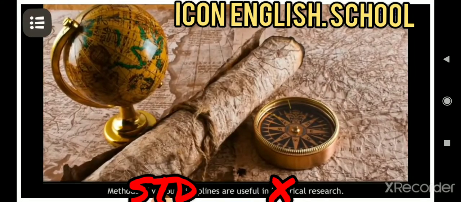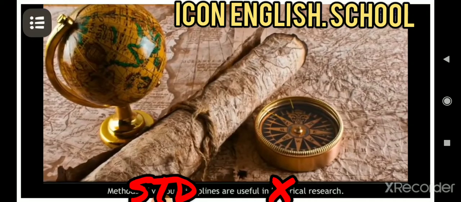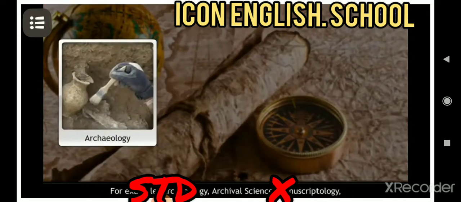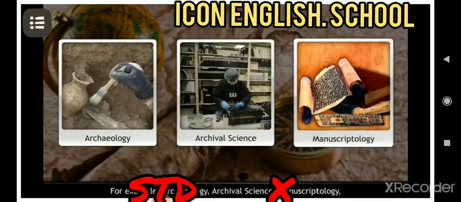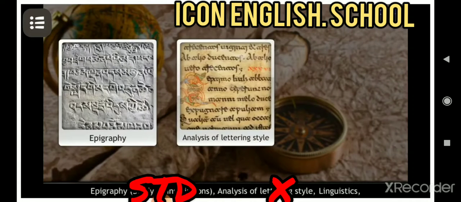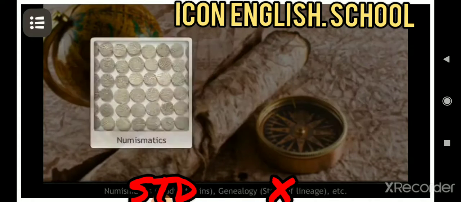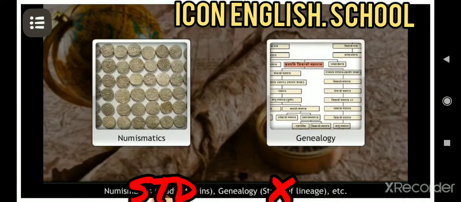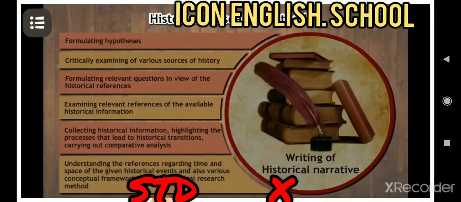Methods of various disciplines are useful in historical research. For example, archaeology, archival science, manuscriptology, epigraphy, study of inscriptions, analysis of lettering style, linguistics, numismatics, study of coins, genealogy, study of lineage, etc.